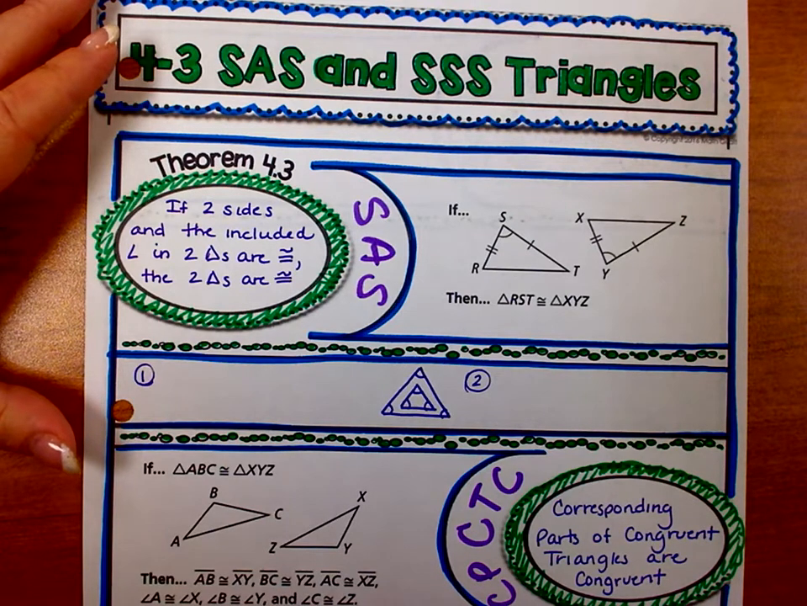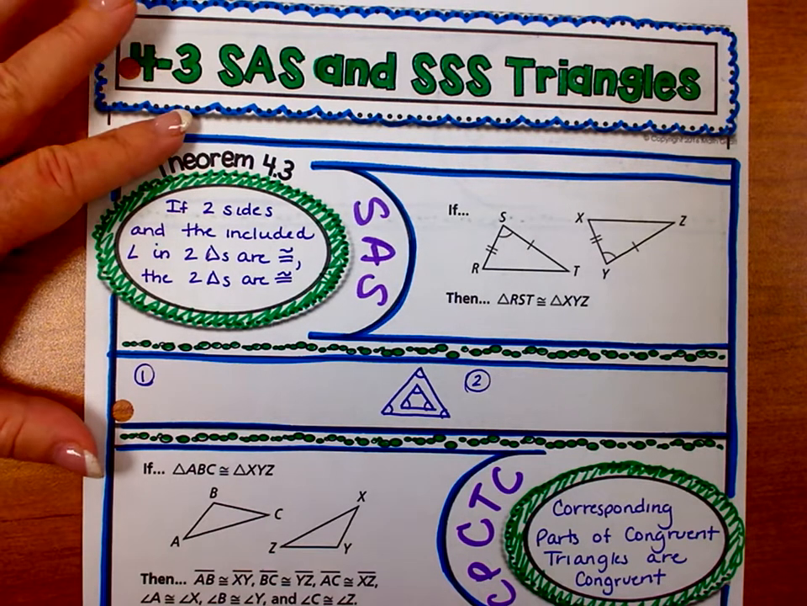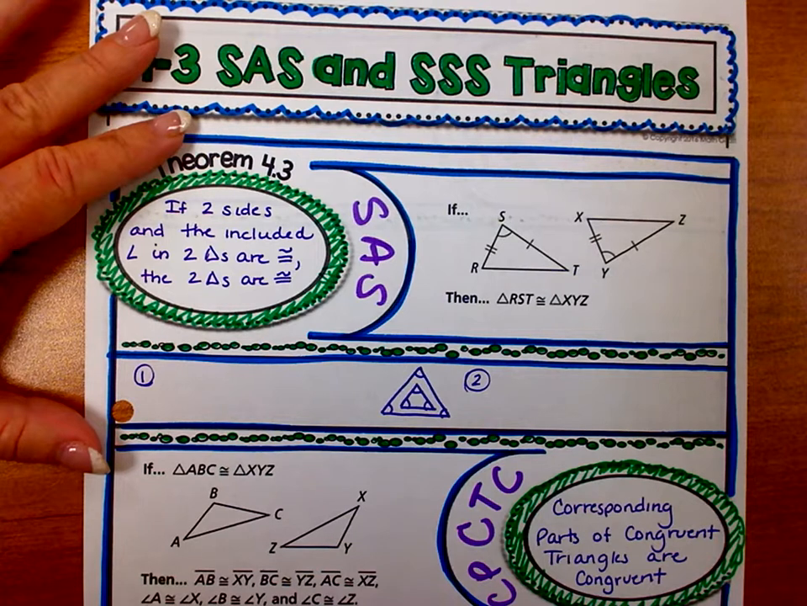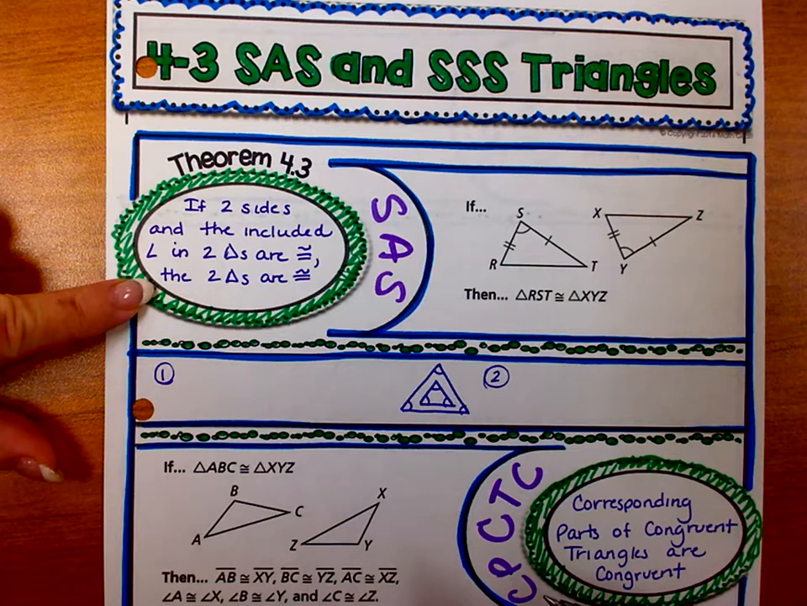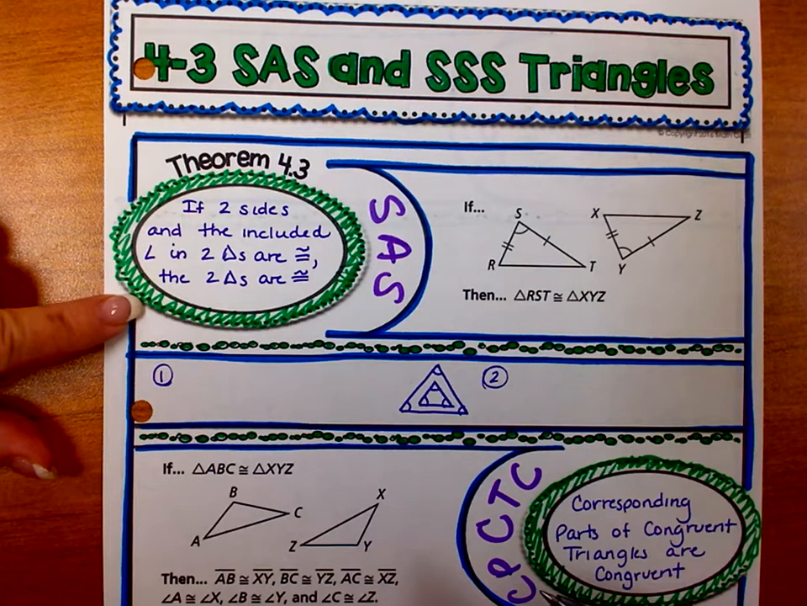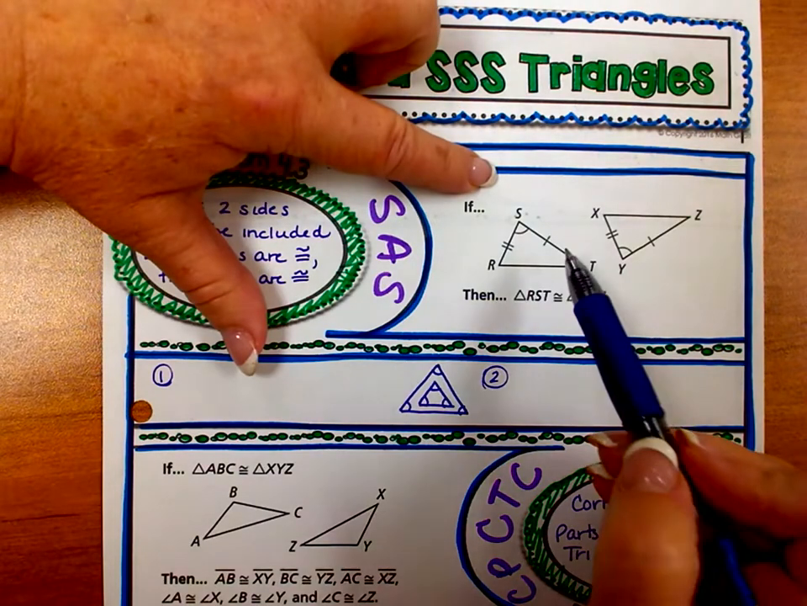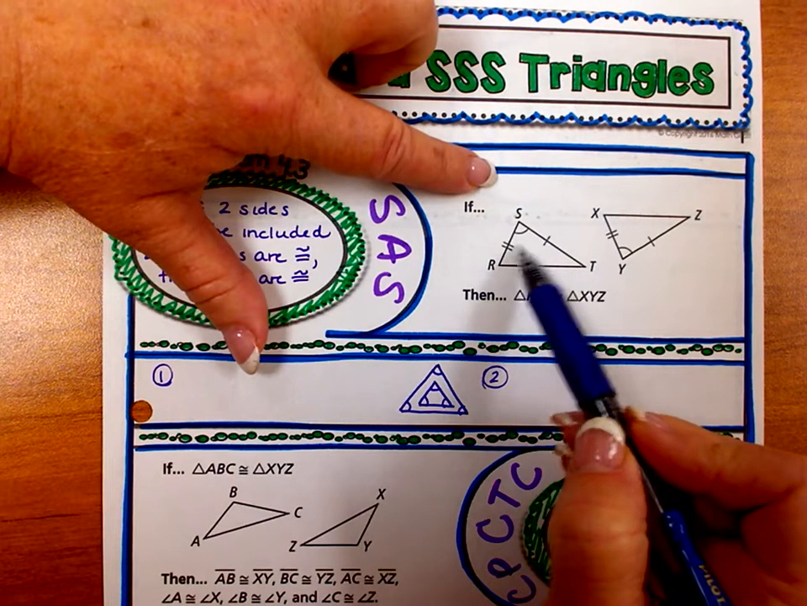This lesson introduces two strategies for proving that triangles are congruent and an often used strategy for proving parts of two triangles are congruent. The first theorem is called side angle side. This one says if two sides and the included angle in two triangles are congruent, then the two triangles are congruent. So right here we have two sides and the included angle.